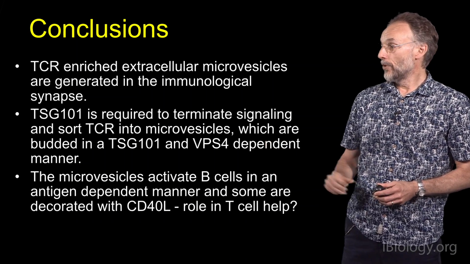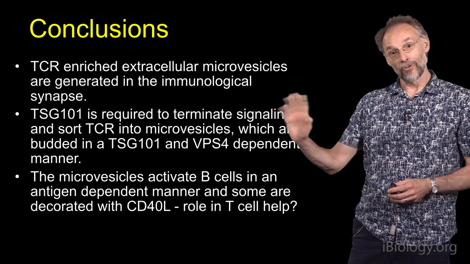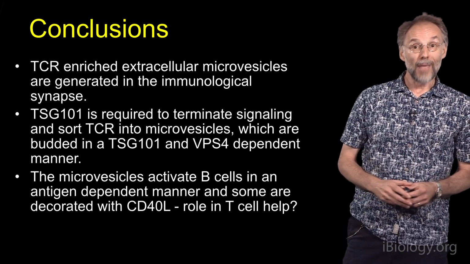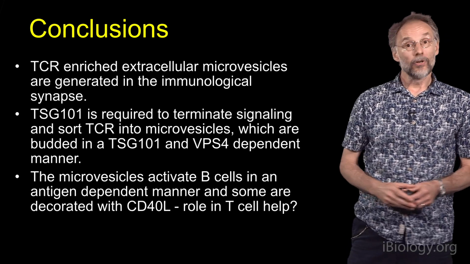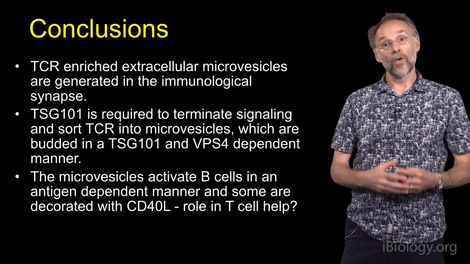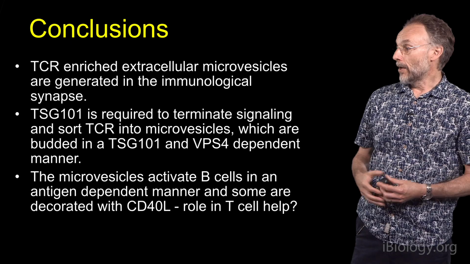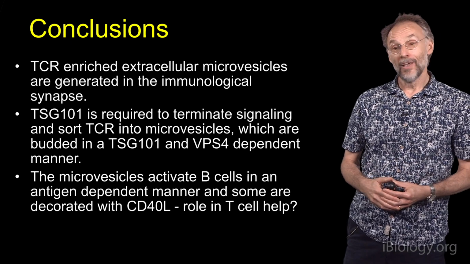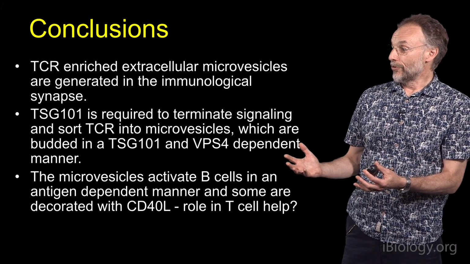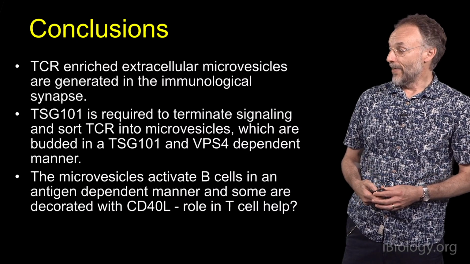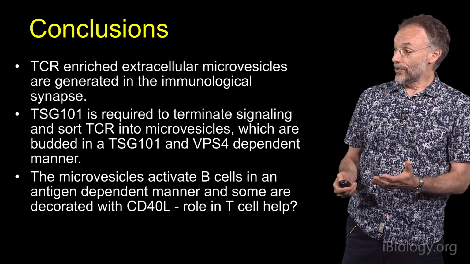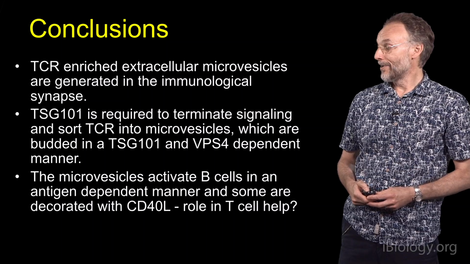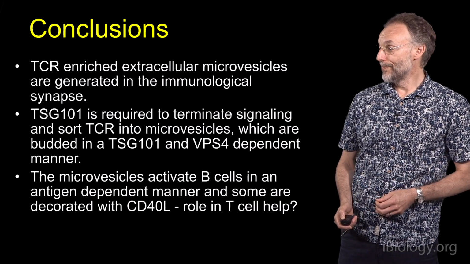And this VPS4 protein can be shown to be critical for the actual scission of the vesicles and the final transfer. So these microvesicles activate B cells in an antigen-dependent manner, and we've also found critical signals like CD40 ligand mixed in with these vesicles in the SMAC, and this may suggest that this vesicle transfer process may have a critical role in T cell help for B cells. And this was something that we feel was discovered through this reconstitution approach and demonstrates the value of biochemical approaches when applied to live cells like the T cell immune system.